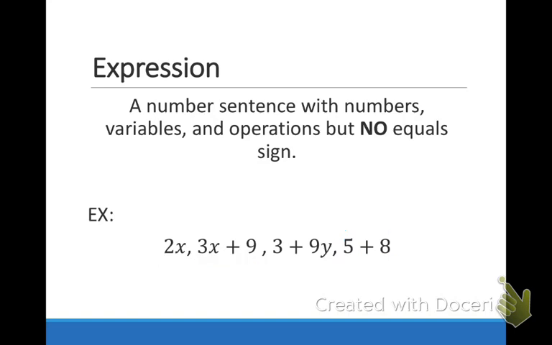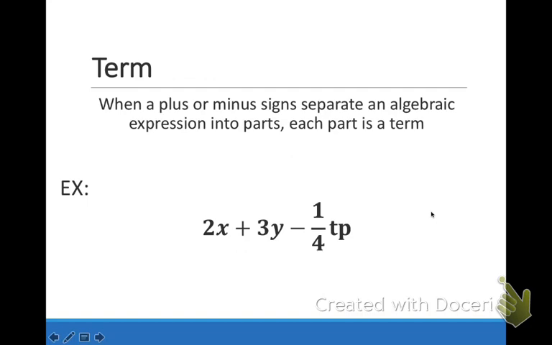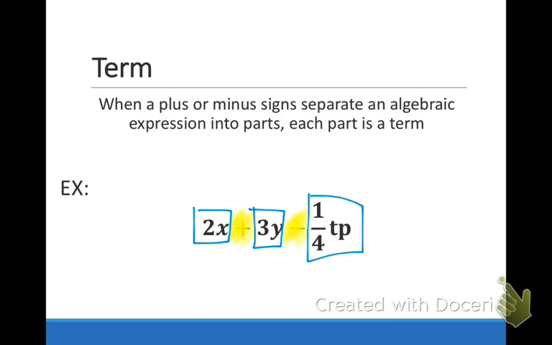Another vocabulary word I need to be familiar with is the word term. When I am thinking about a term, I am looking at the pieces of my problem that are separated by the plus or minus signs. So as I look here, I see a plus sign here and a minus sign here. So the terms are everything that is separated by that. So 2x is my first term, 3y is my second term, and 1/4 TP is my third term because it is anything separated by those plus or minus signs. So in this specific example, I have 3 terms.